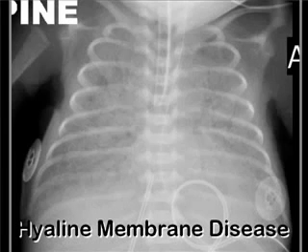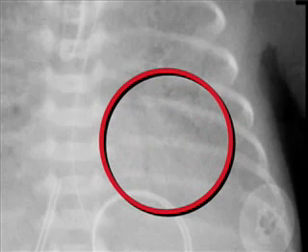If you said this is hyaline membrane disease, you were correct. There is almost complete opacification of both lungs. If you look closely in the left lower lobe, you can see there are numerous air bronchograms.